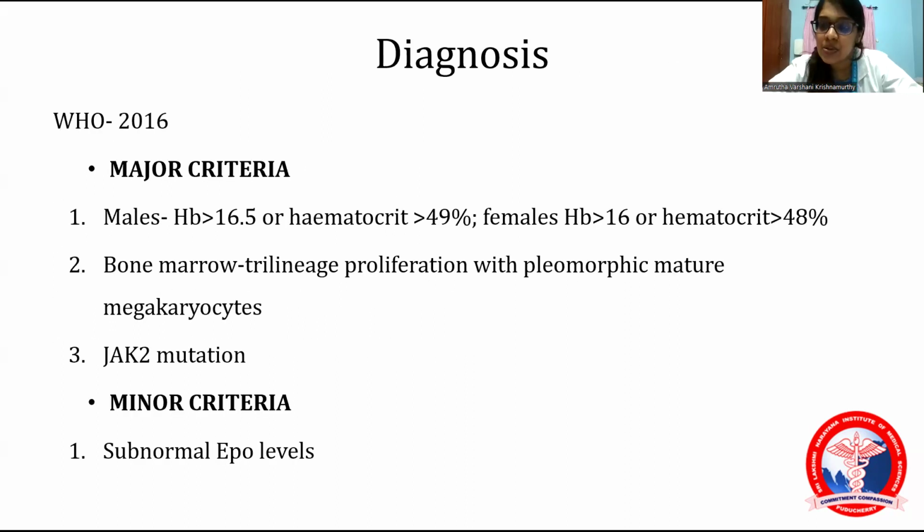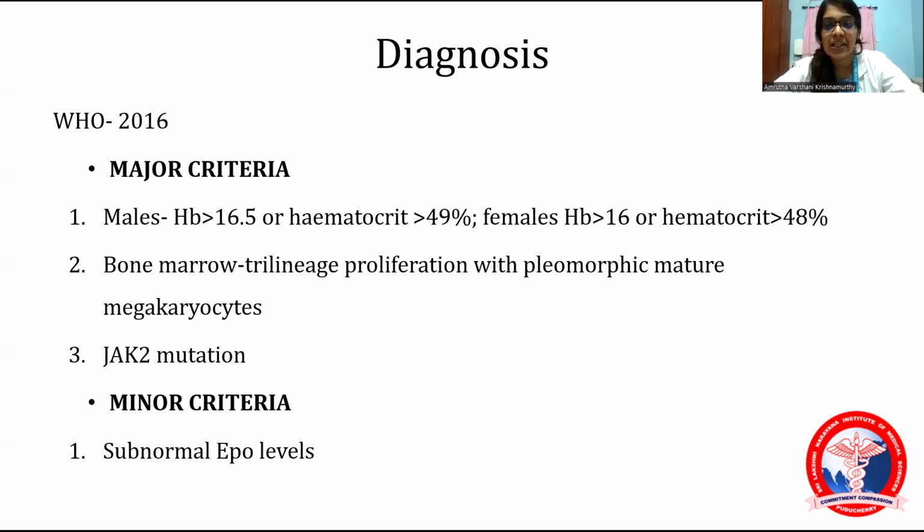So, how do we diagnose a patient who has come to us with polycythemia? We are suspecting it is primary polycythemia. How do we confirm that it is polycythemia vera? In 2016, WHO has given major as well as minor criteria for patients to be diagnosed as polycythemia vera.